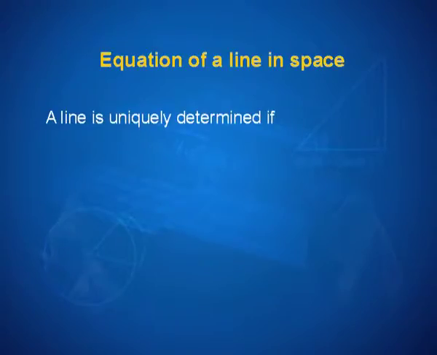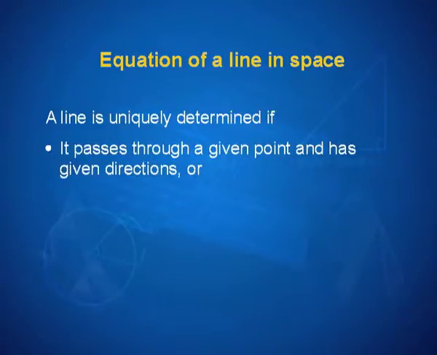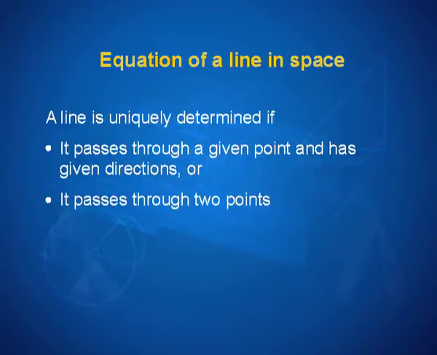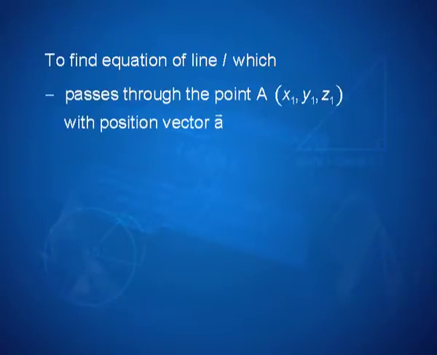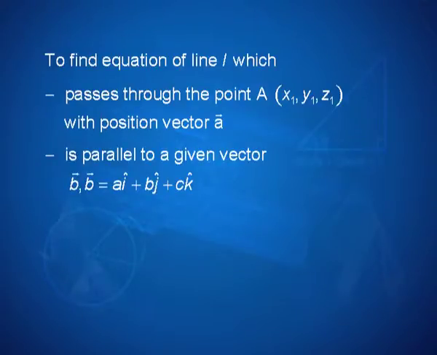So, a line is uniquely determined if it passes through a given point and has given direction, or it passes through 2 points. So, starting with our first possibility, to find the equation of a line which passes through the point A with given coordinates, and also in dual language, as we said, we will be talking about the concepts with position vector, vector A. And the second thing that we are given is a vector to which the line is parallel. So, that vector is known to us. Let us take that as a i cap plus b j cap plus c k cap.